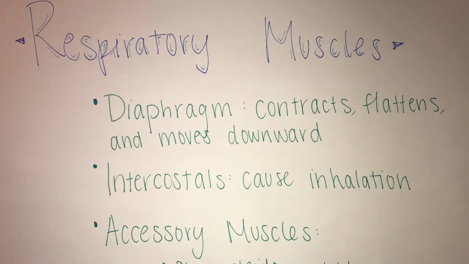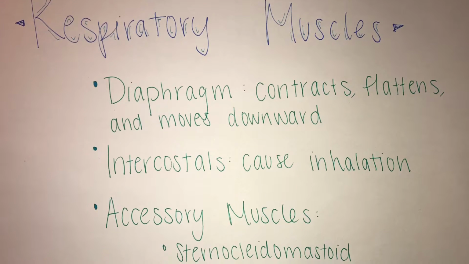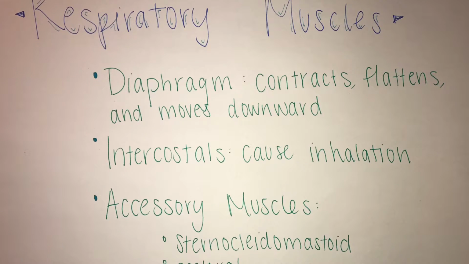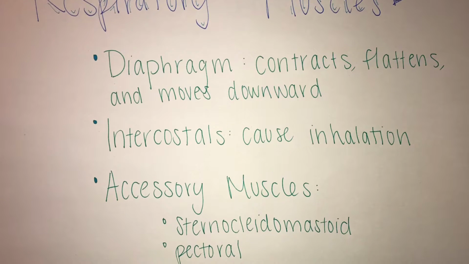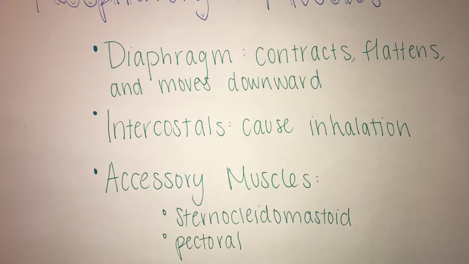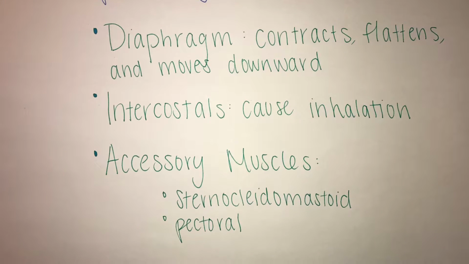Each of the respiratory muscles is found in the trunk of the body. The diaphragm contracts, flattens, and moves downward. The external intercostals cause inhalation, and the accessory muscles include the sternocleidomastoid and the pectoral to increase volume of the thoracic cavity.